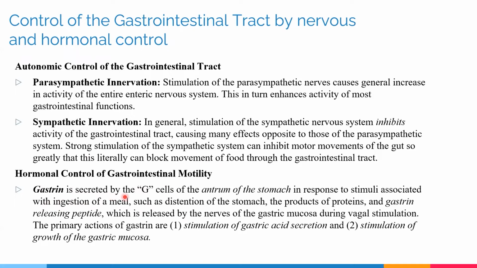The first one we will look into is gastrin. Gastrin is secreted by the G cells of the antrum of the stomach in response to stimuli associated with ingestion of a meal, such as distension of the stomach, the products of proteins, and gastrin-releasing peptide, which is released by the nerves of the gastric mucosa during vagal stimulation. The primary actions of gastrin are stimulation of gastric acid secretion and stimulation of growth of the gastric mucosa.